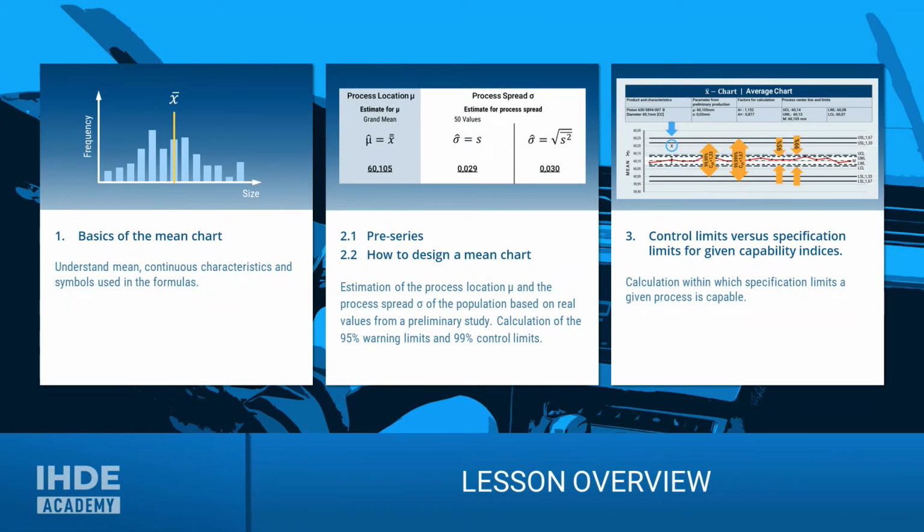This lesson is divided into 3 chapters. In the first chapter, we get an overview of the different mean values and the essential elements of a control chart for mean values. In the second chapter, the actual control chart is created and the warning and control limits are calculated. In the last chapter, we compare the warning and control limits with the specification limits of the monitored characteristic.